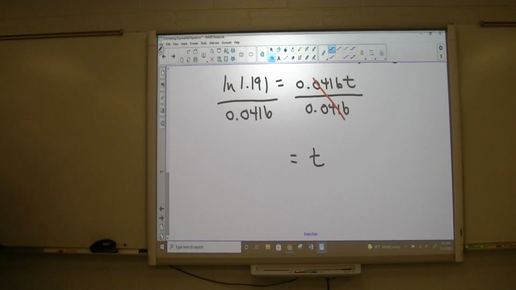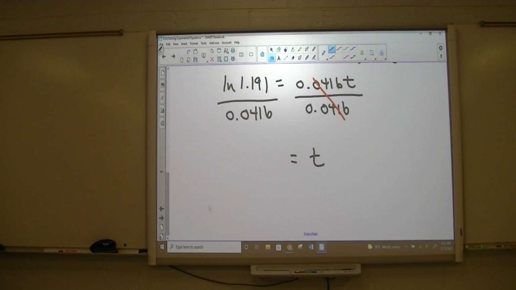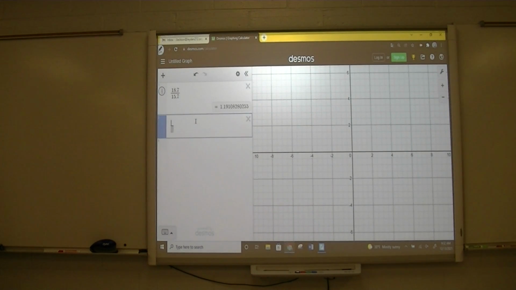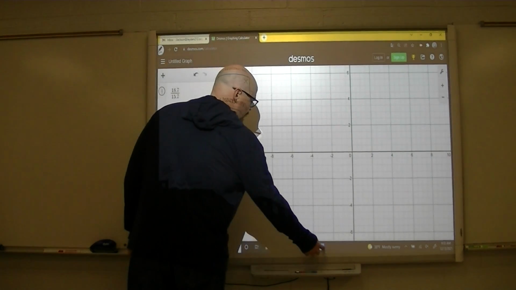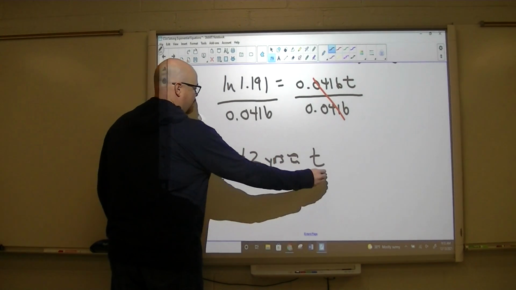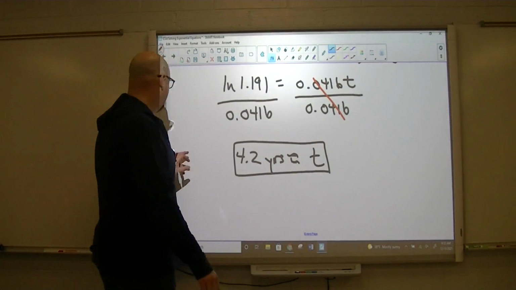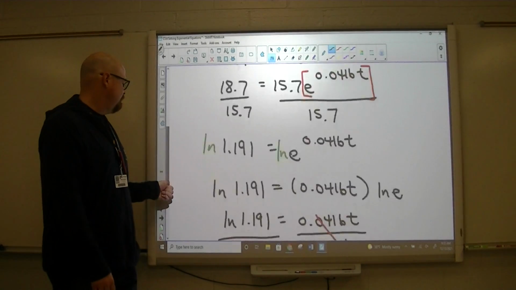When I jump back here to Desmos, I know I abbreviated this decimal at this point, but because I have that still saved in my calculator here, here's what I'm going to do. I'm going to do the natural log of 1.191. I'm going to use the entire number that shows up on top, and I'm going to divide that by 0.0416. I get approximately 4.2. Okay? So we'll go with approximately 4.2 years. Alright? So it's all about getting the power by itself first. It's all about isolating the power and then logging both sides. Right? And then we just got to get rid of that guy.